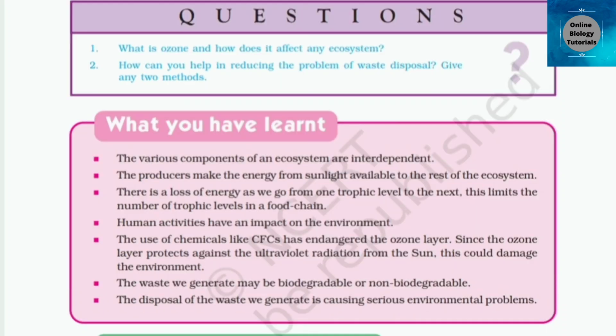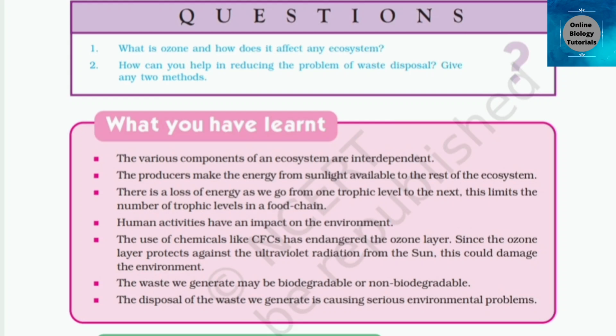The various components of an ecosystem are interdependent. The producers make the energy from sunlight available to the rest of the ecosystem. There is a loss of energy as we go from one trophic level to the next. This limits the number of trophic levels in a food chain.